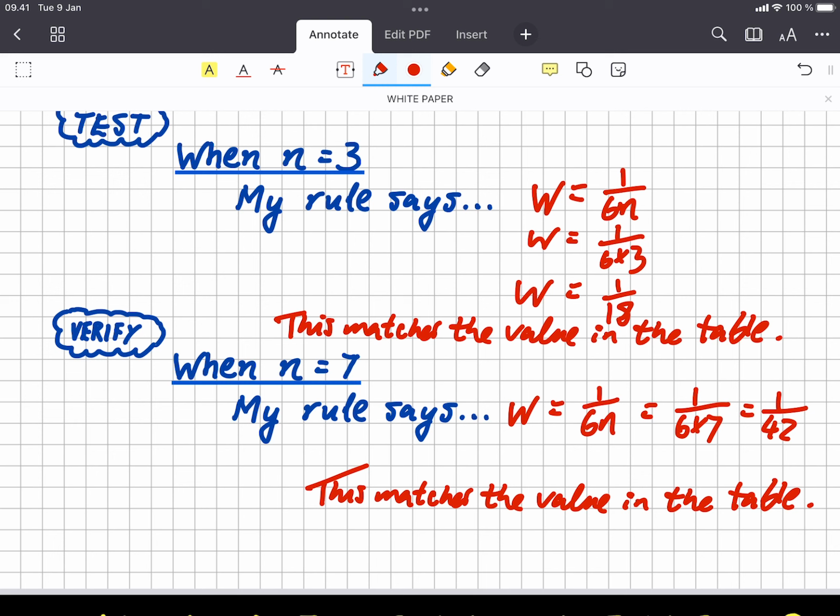This matches the value in the table, and then we're pretty good for that question in a relatively short time for hopefully a big chunk of marks.